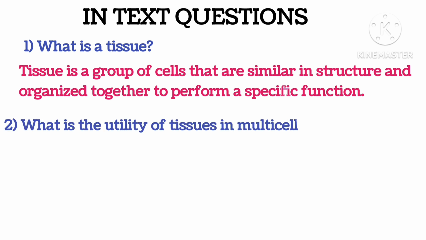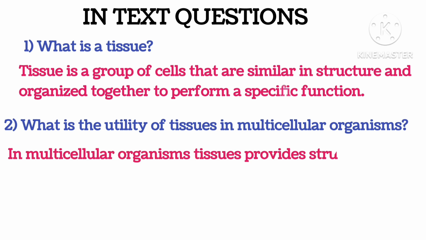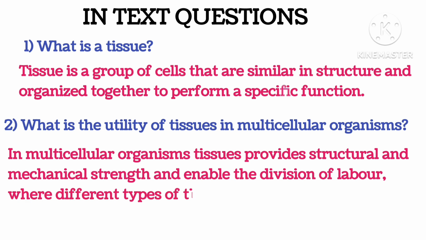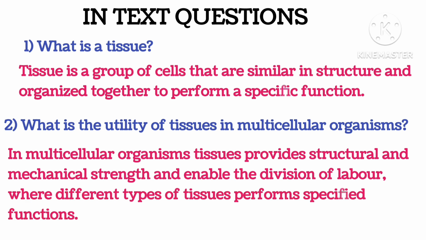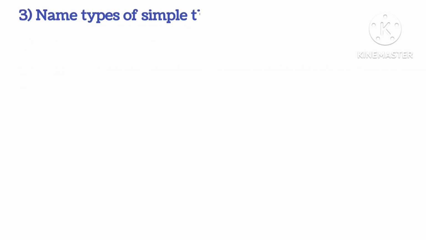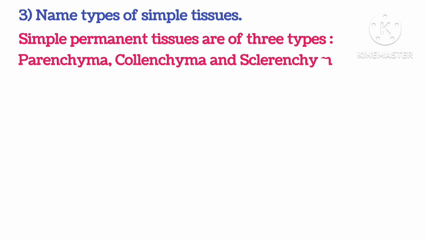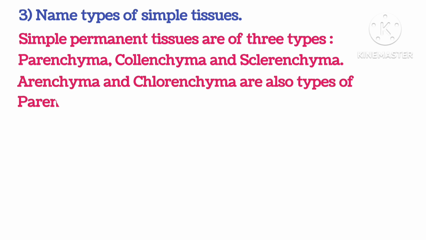What is the utility of tissues in multicellular organisms? In multicellular organisms, tissues provide structural and mechanical strength and enable the division of labor, where different types of tissue perform specified functions. Name types of simple tissues. Simple permanent tissues are of three types: parenchyma, collenchyma, and sclerenchyma. Aerenchyma and chlorenchyma are also types of parenchyma.